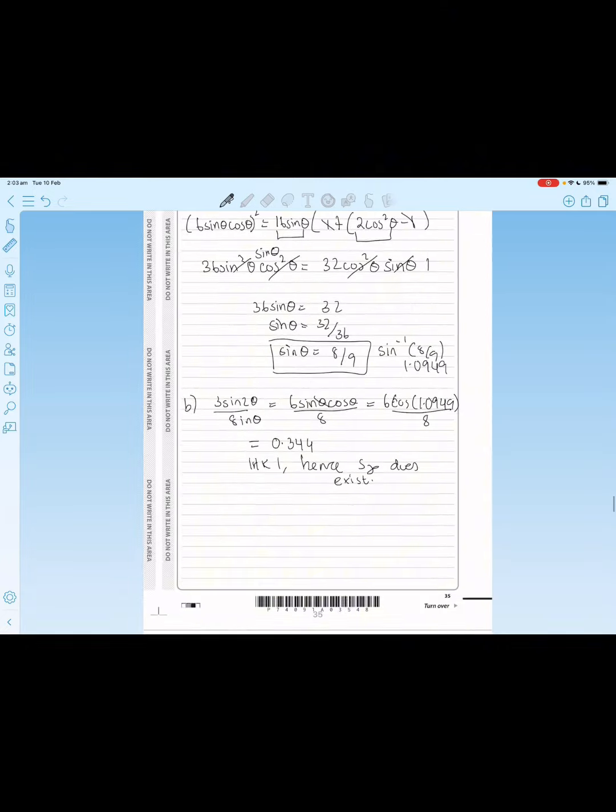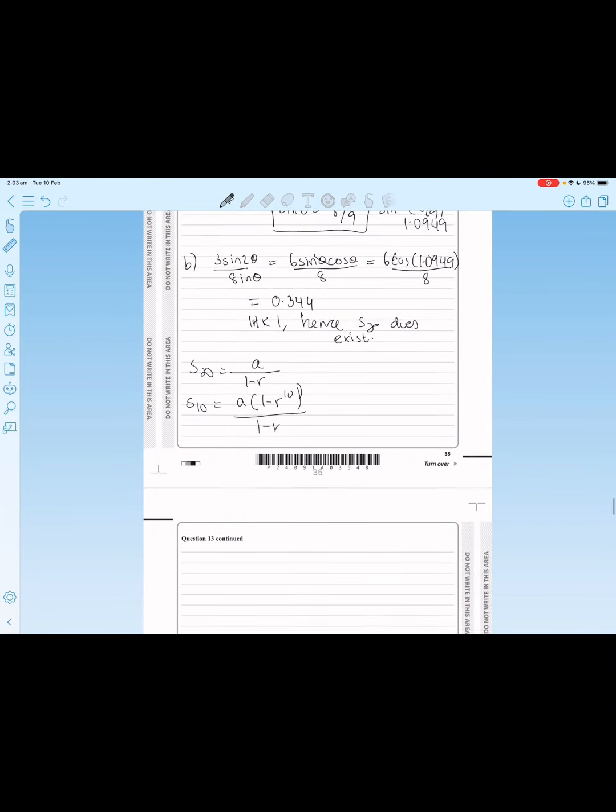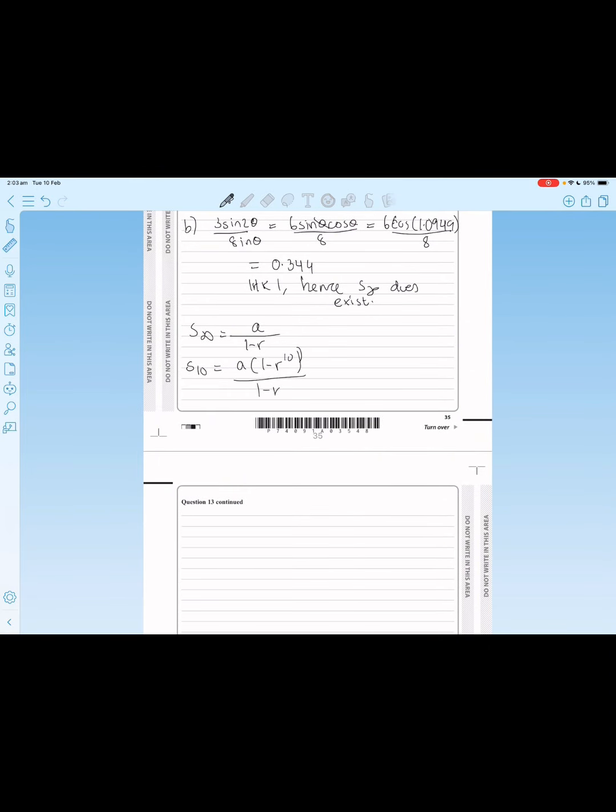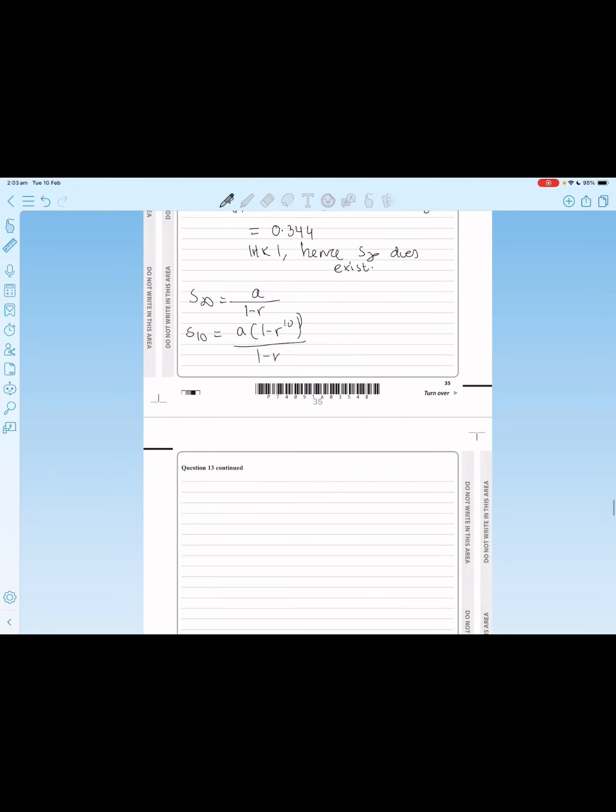Okay, next question is part C. Part C says find the value of sum to infinity minus sum to 10. Give your answer to 2 significant figures. Okay, so essentially, does it give us any more information? No. Okay, so my sum to infinity is going to be my A over 1 minus R, and my sum to 10 would be my A times 1 minus R to the power n, or in this case 10 terms, over 1 minus R. So these are just in your formula booklet. Okay, so we can actually start this question without having to actually find any values.